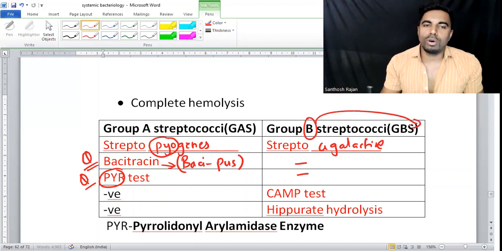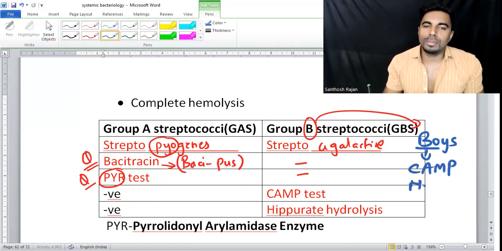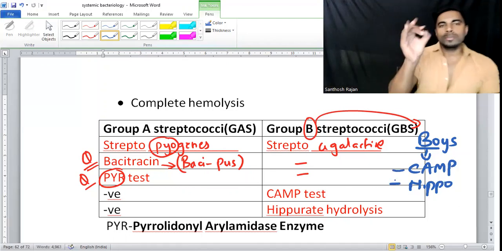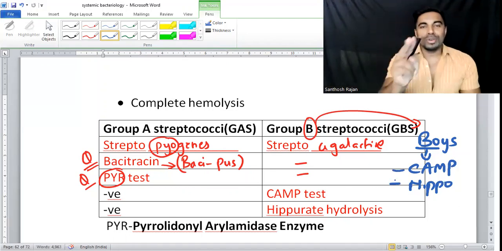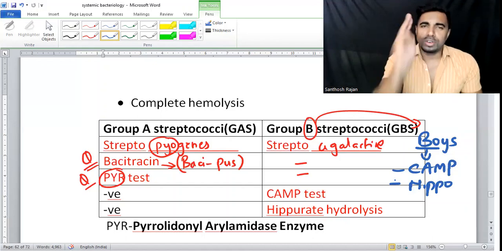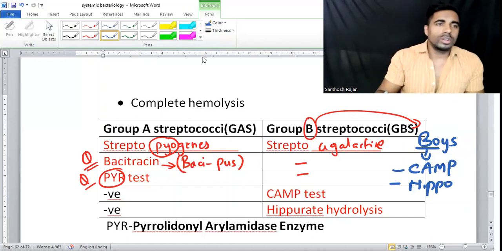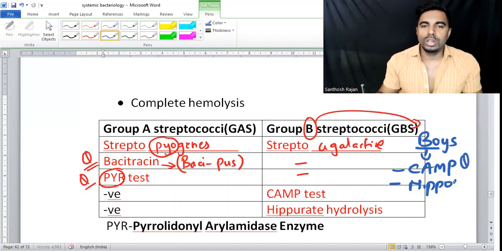B for boys. You know, boys are very naughty. B for boys. So what do boys like? They like camping. Second, they like playing with a hippo, hippopotamus. So group B, agalactiae, is CAMP positive and hippurate hydrolysis positive. Repeatedly asked question. You can't leave this or omit this. You must know. This is important.